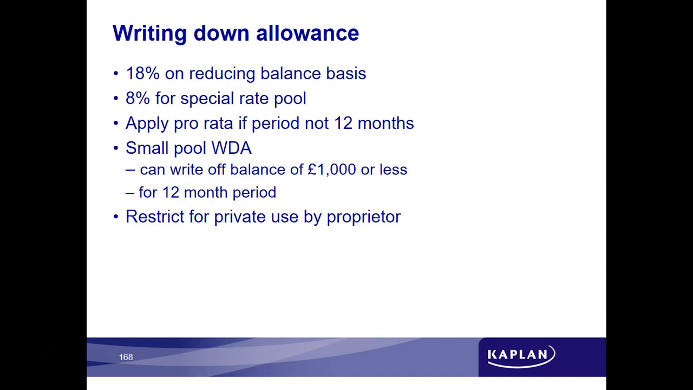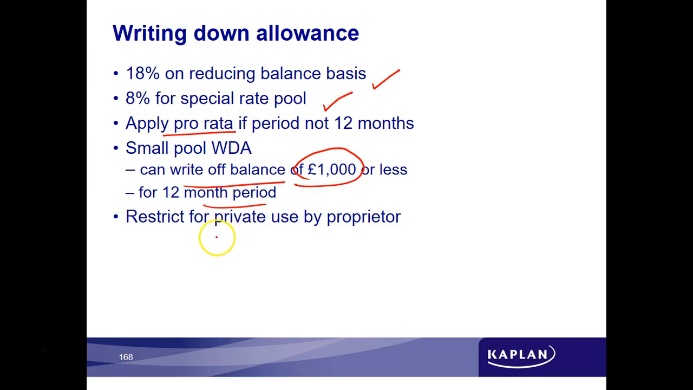Again, like I said, the writing down allowance is 18% reducing balance, 8% for the special rate pool. We apply pro rata. Again, this is my very last slide. Whenever, at the end, you notice that there's only £1,000 left, you just write off the whole thing for a 12-month period, right? You write off the whole thing for a 12-month period.